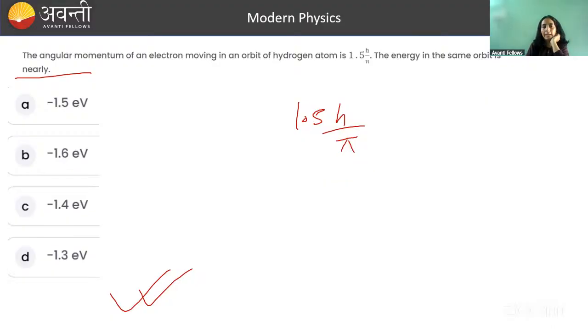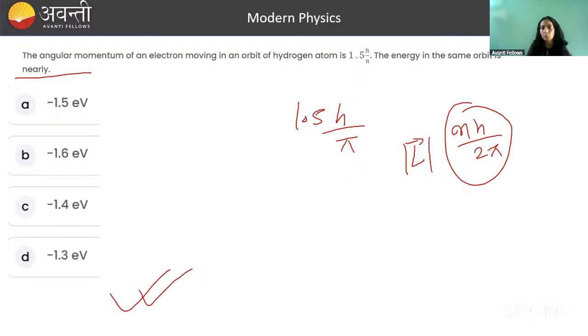What is the formula of angular momentum in nth orbit? nh by 2 pi. This is the formula of angular momentum in nth orbit of hydrogen atom. ठीक है, अब बताओ what will be the energy if angular momentum is given like this. If angular momentum in that orbit is this much, what will be energy in that orbit?